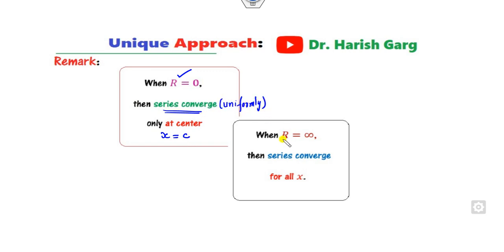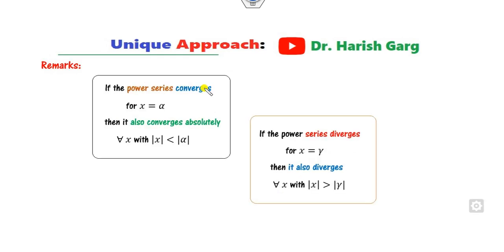On the other hand, if you prove that R is infinity, then the series converges for all x in the domain. This is a very important concept, a shortcut trick which you use in many examples. Another shortcut trick that is very useful: if you prove that the power series is convergent at the point alpha, then it is also absolutely convergent for all x which satisfy this inequality. On the other hand, if you prove that the series is divergent at some point, then the series is also divergent for all values greater than that in absolute value. The important thing here is the absolute value, the modulus.